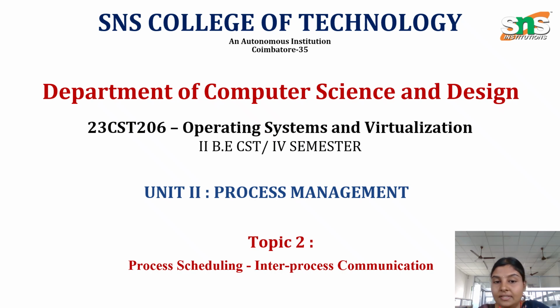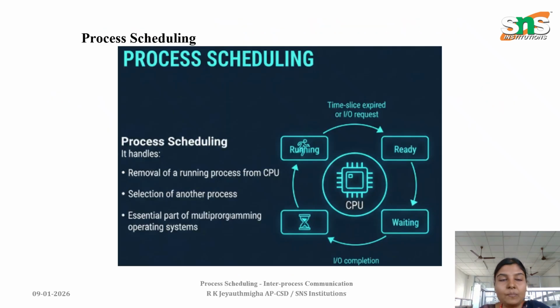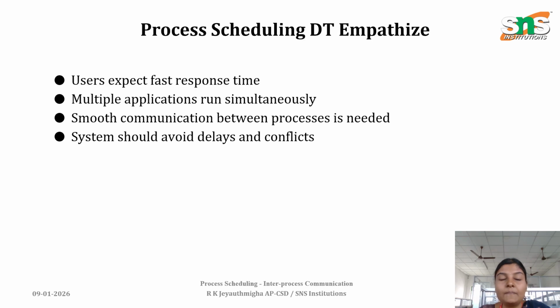The unit to be discussed is process management. Under that, we are going to discuss the topic process scheduling and inter-process communication. Process scheduling handles removal of the running process from the CPU and selection of another process. It is an essential part of a multi-programming operating system.